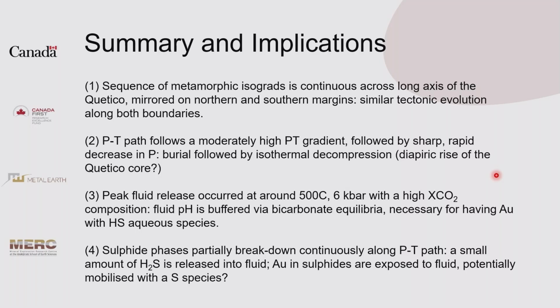The peak fluid release appears to have occurred, at least for semipelites, near the biotite-in reaction. We see that in the predictions and the modeling, and we see that in the volatile chemistry. And then, of course, we have a lot of CO2 at the same time, which is probably important for keeping the neutral pH. The sulfide phases partially break down along that PT path, but only a very small amount of sulfur goes into the fluid. So potentially there's enough sulfur there to mobilize gold, but probably not enough sulfur to bring any pyrite with it.